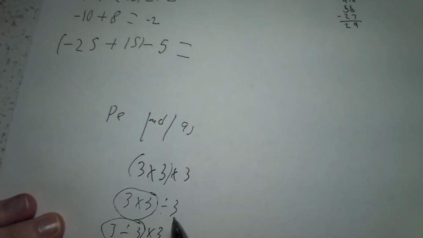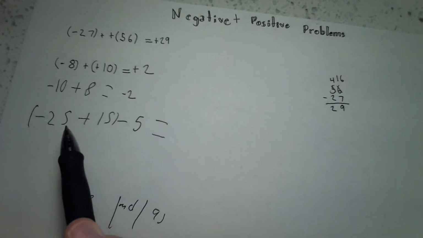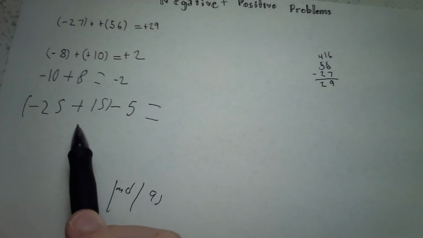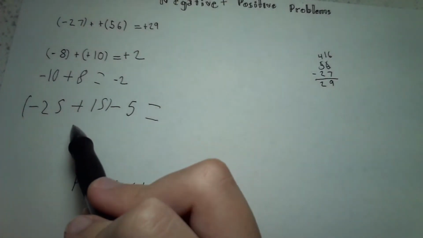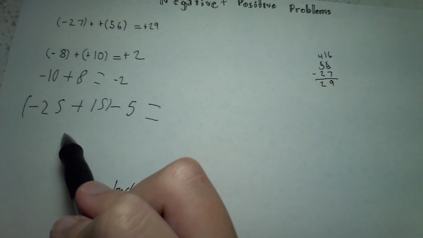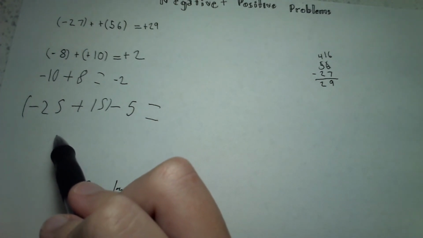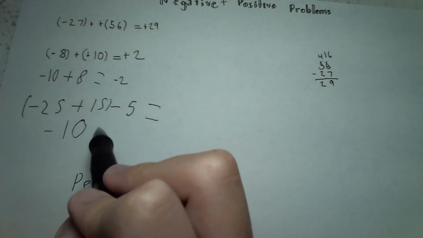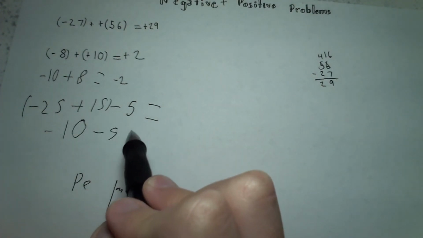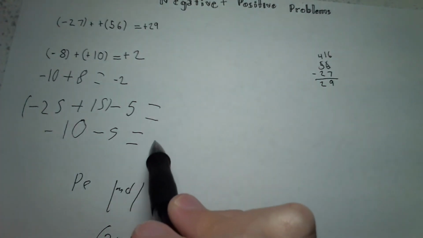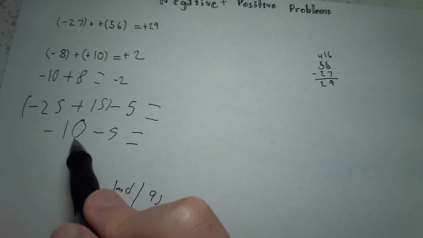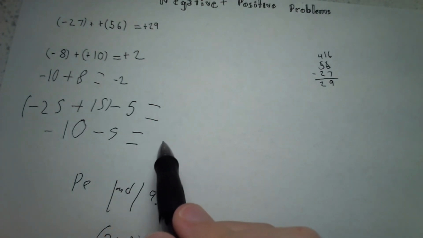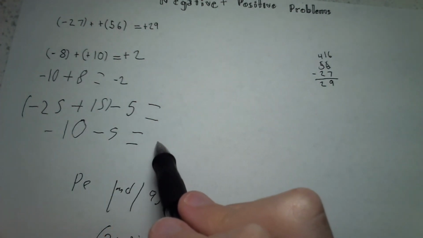I understand. So now in this one, because this is an AS grouping, you do the leftmost equation first. So negative 25 plus 15 is negative 10. And when you do equations like this using PEMDAS, you write it underneath the problem to get your answers. What is negative 10 minus 5?